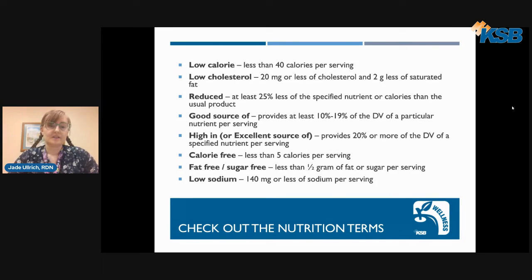Calorie free will be less than 5 calories per serving. It'll likely look on the label as 0. Fat free and sugar free will be less than half a gram of fat or sugar per serving, and again, will likely show up on the label as 0. And lastly, low sodium is 140 milligrams or less of sodium per serving.